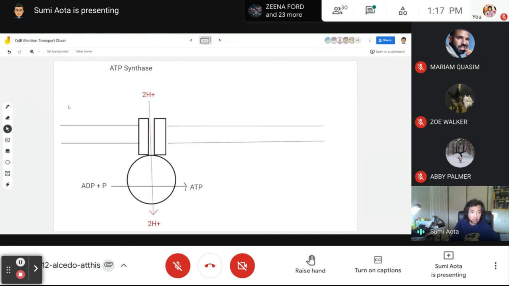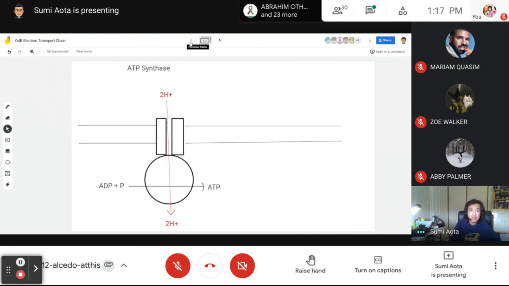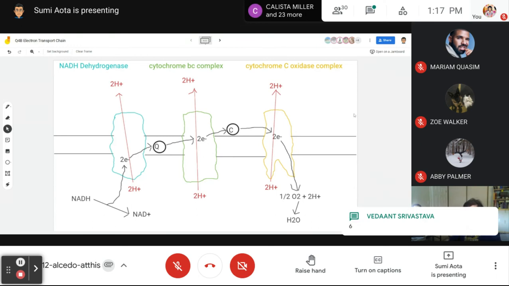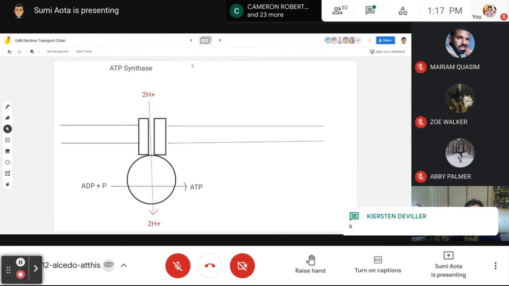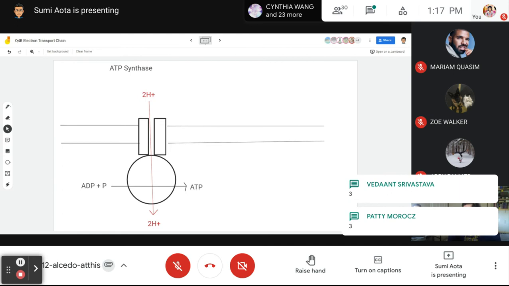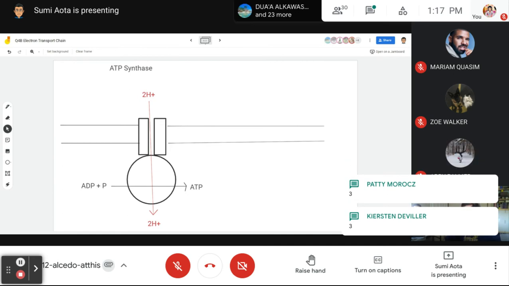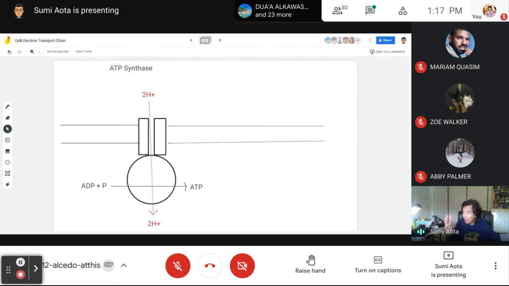Okay, so let's think about the way this works. Every NAD resulted in how many hydrogens being transported across? 6. When those 6 hydrogens come back, how many ATPs can you make? Okay, rule number 1, NADH makes 3 ATPs.